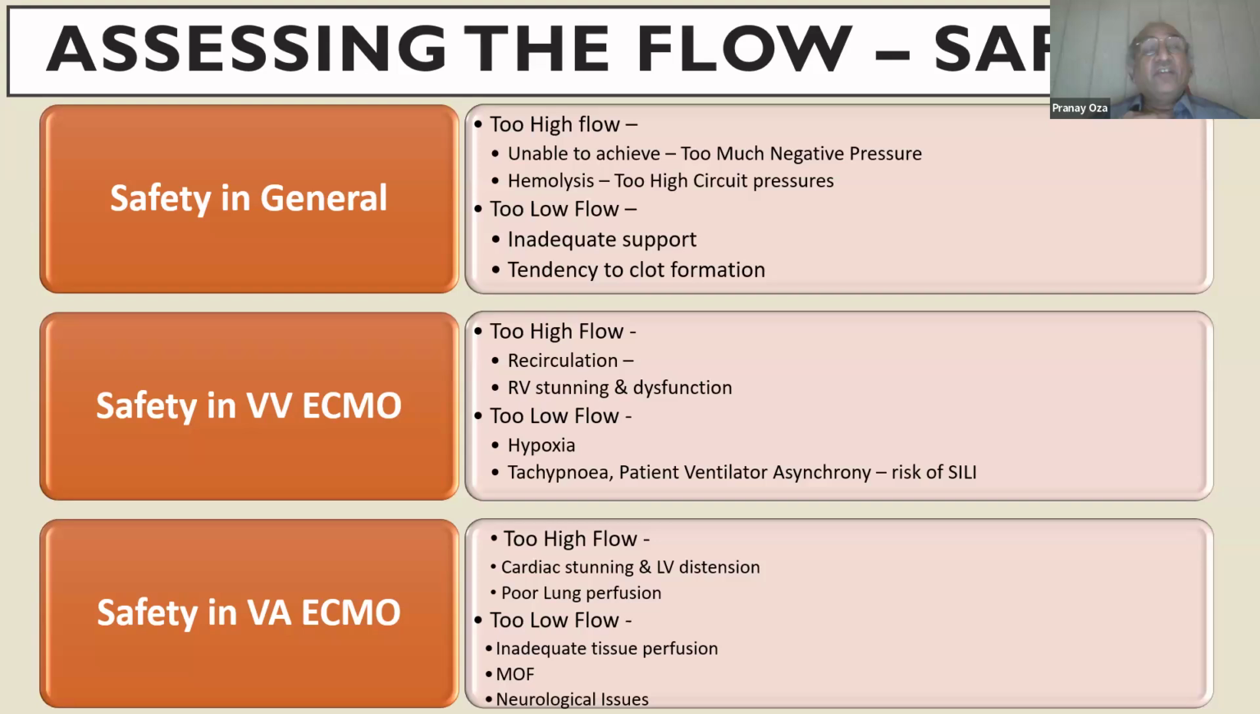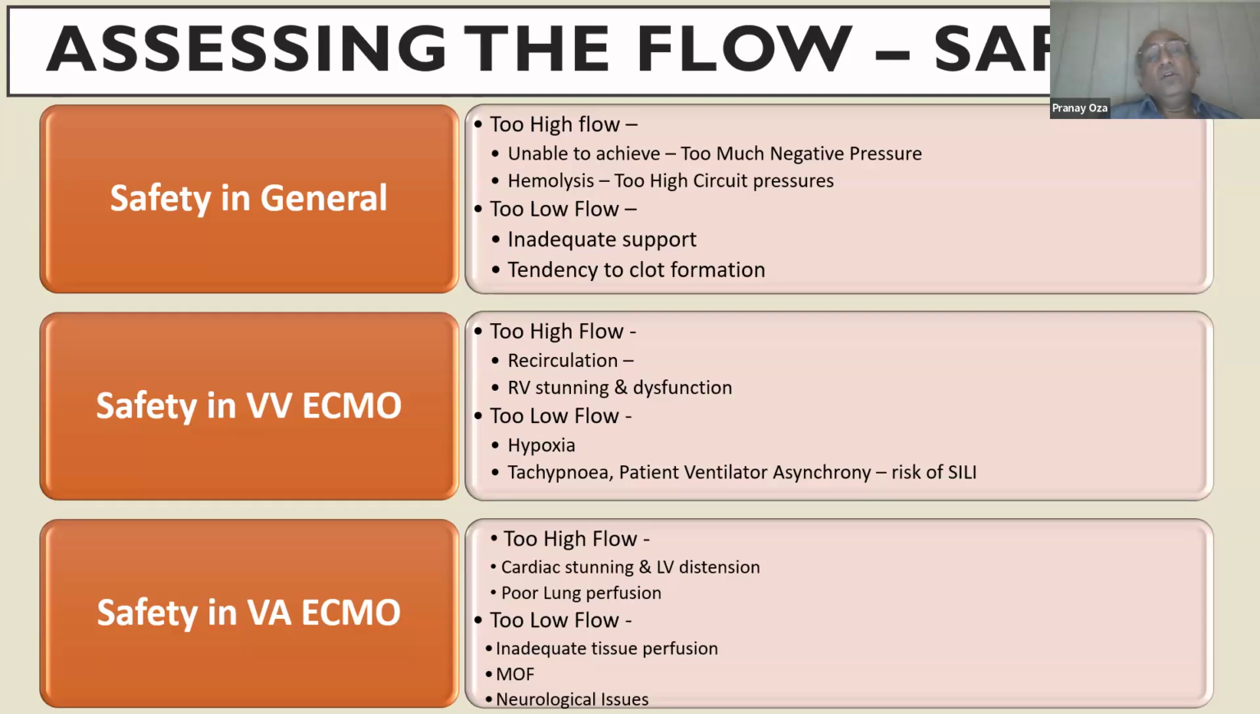How will you assess the safety? So in general, for any patient on ECMO, safety is assessed by looking at the circuit pressures and the flow, how much the flow is. If the flow is too high, then there will be too much negative pressure and then you may have hemolysis. Hemolysis can occur even with too high circuit pressures. So if you go on very high flow, your circuit pressures can become too negative or too positive, and that causes hemolysis.